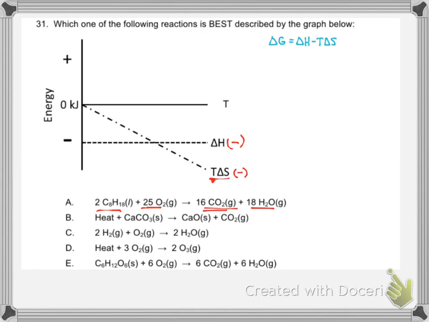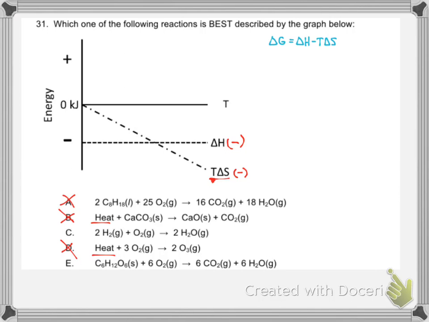So this is an exothermic reaction, but here we're going from 2 moles of liquid and 25 moles of gas to a whopping 34 moles of gas. That's going to be an increase in entropy, which eliminates this choice. You'll notice that we're given heat as a reactant in choice B and D. That's to show us that these are endothermic reactions, so we can eliminate those.